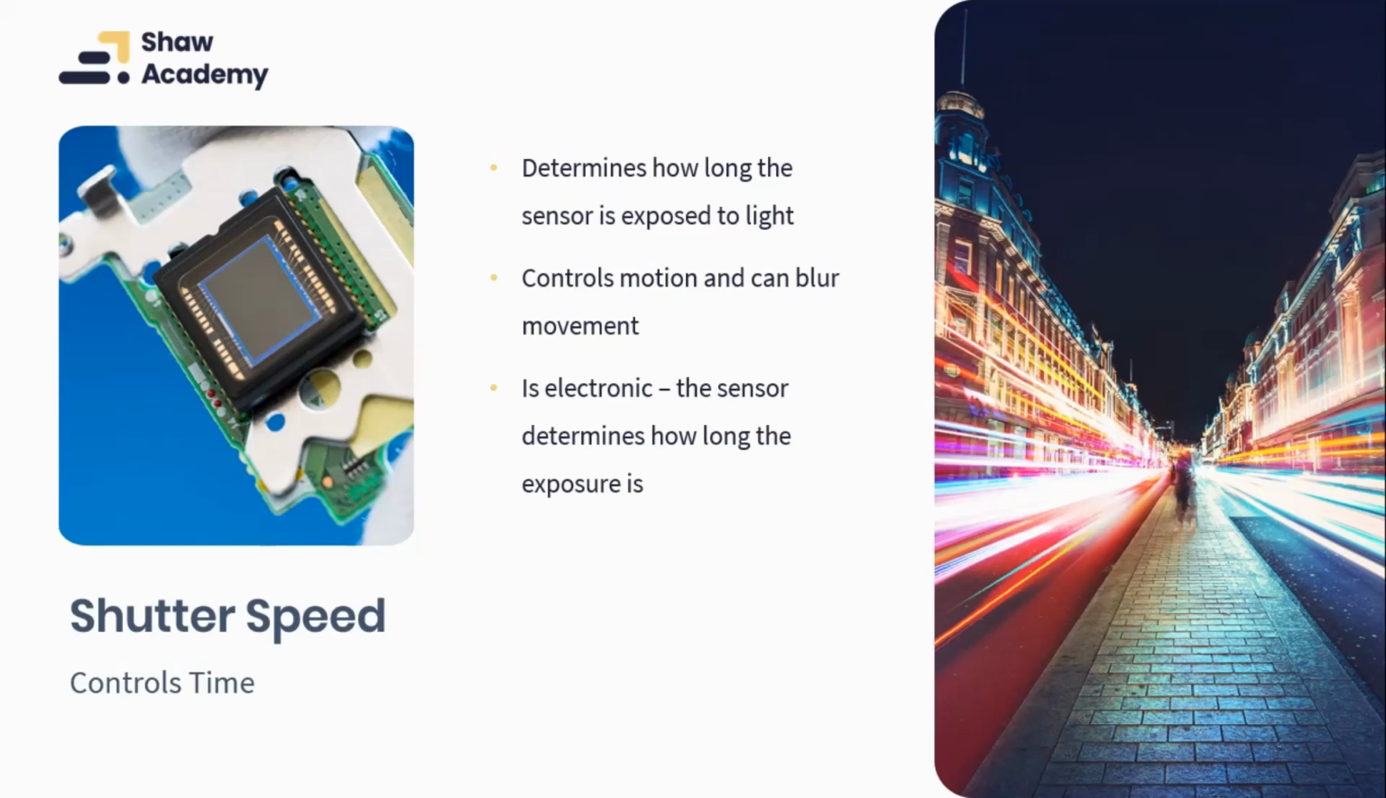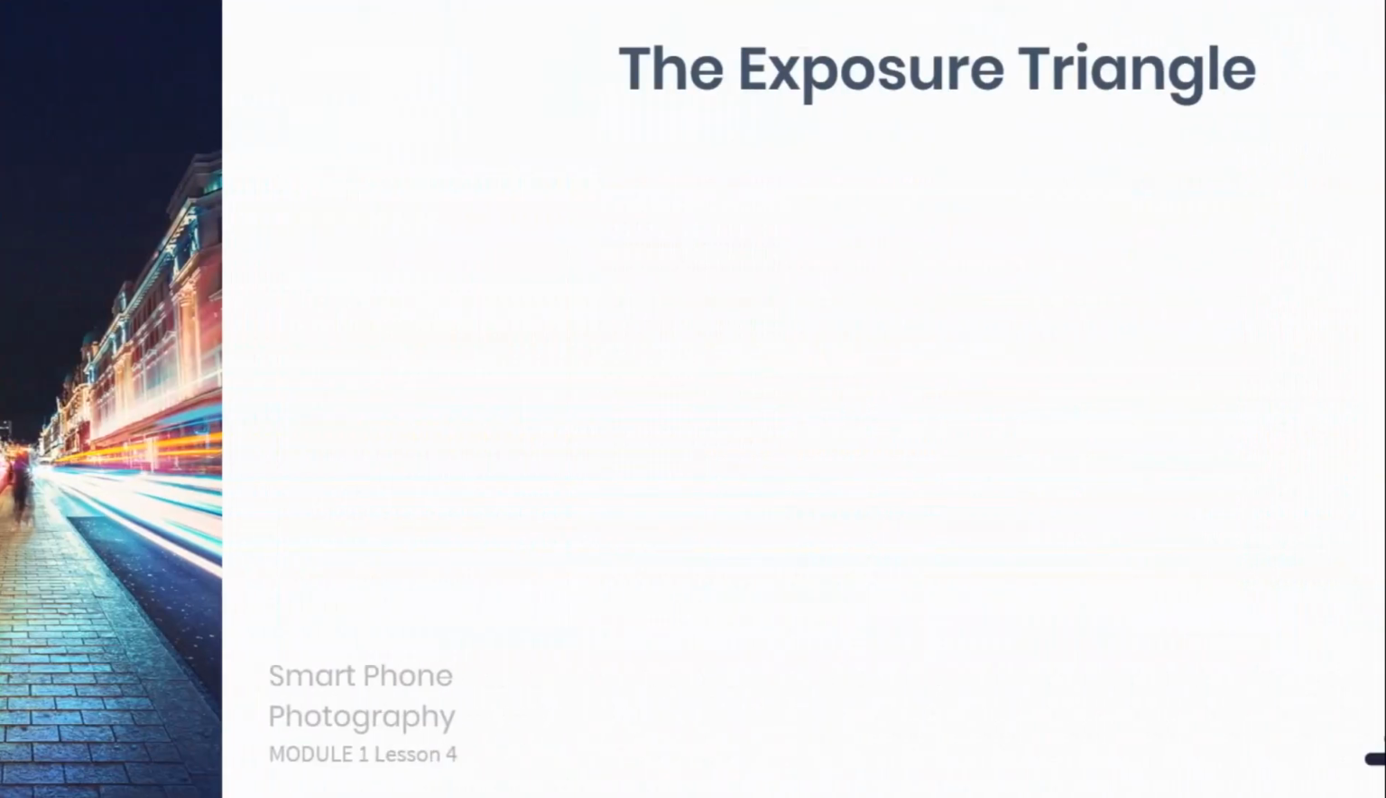The sensor determines how long the exposure is, and it can be controlled in pro and manual mode, which we're going to have a look at later on in this lesson. Otherwise, the camera will determine it in auto mode.